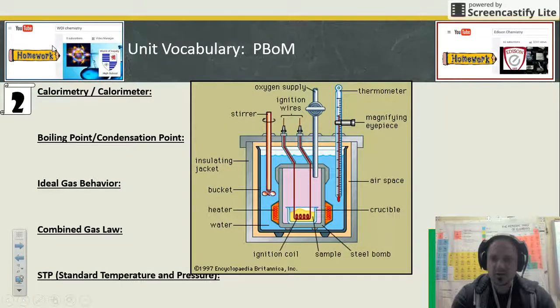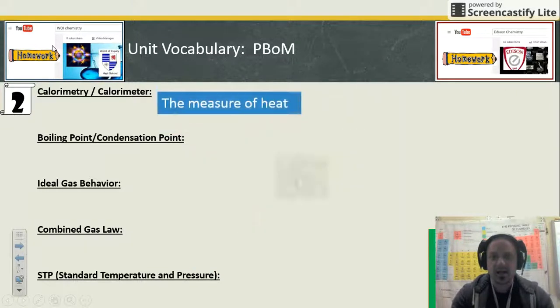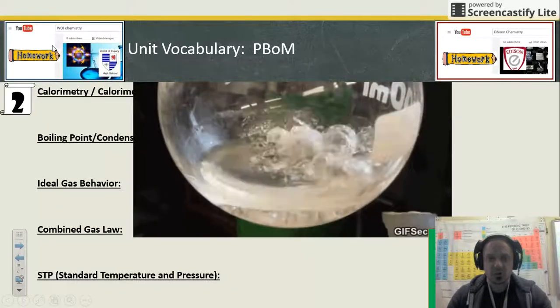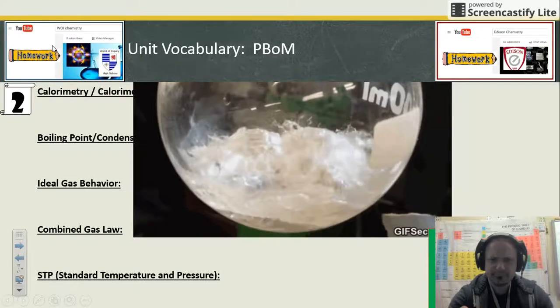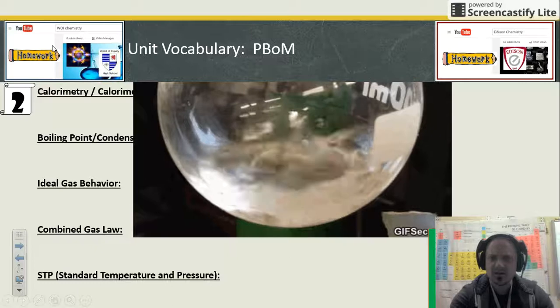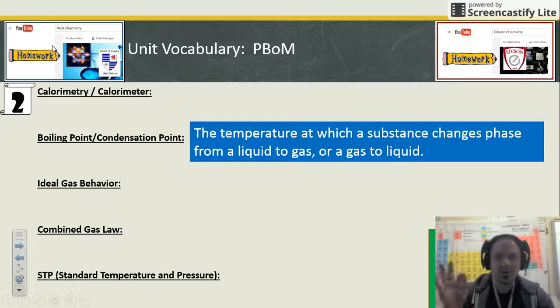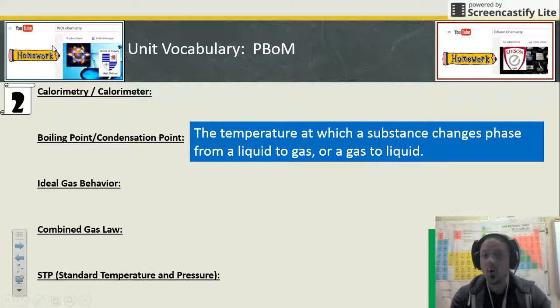A calorimeter. This is a device that's used to measure heat changes. Okay, so while we will be doing calculations for heat changes, getting the data uses a calorimeter, aka calorimetry. It's measurement of heat. Boiling and condensation point. This is, well, that's a boiling point. There's some substance in there, so the water was boiling and left something behind. So let's check out boiling point. It's the temperature at which the substance turns from a liquid to a gas, or from a gas back down into a liquid. They're the same temperature, just like the melting and freezing point are the same temperature.